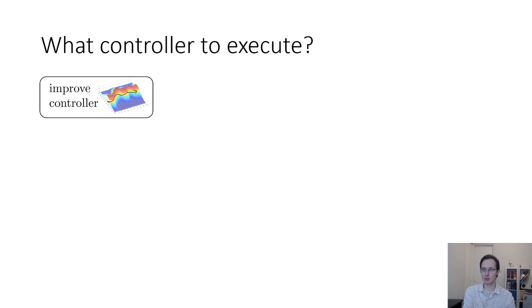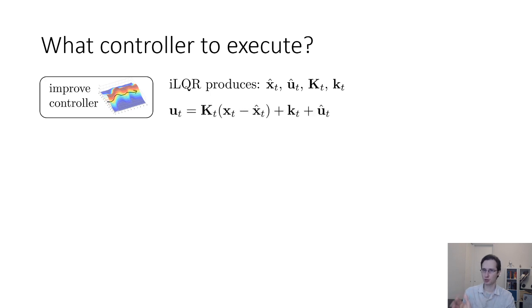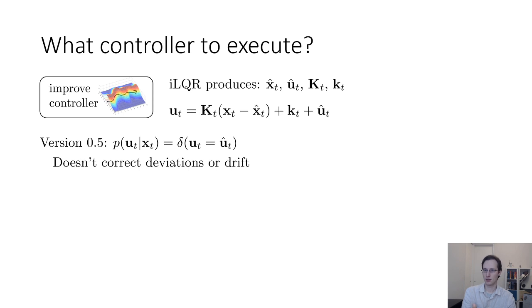Now, one question you have to ask is what controller should you execute? And that's very similar to the exploration problem in some sense. So iterative LQR produces x hat, u hat, K, and little k. And it prescribes the control law u = K(x - x hat) + k + u hat. So a very simple choice could be, well, let's just take the best action you got, which is u hat. So then your p(u|x), actually deterministic, is just a delta function centered at u hat.